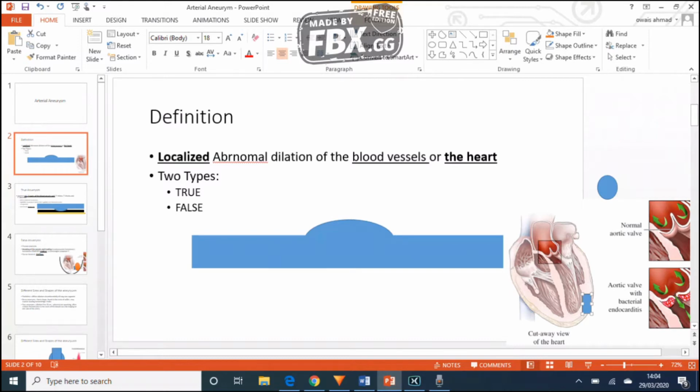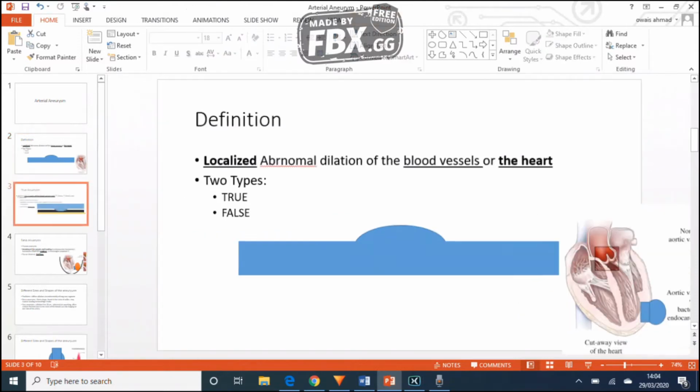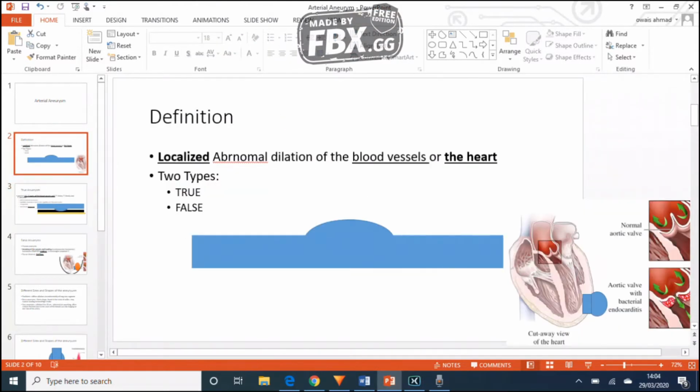Now different sizes and shape, three main sizes and shape. One is going to be berry. Berry obviously means a berry shape. And this can essentially occur in the circulus of Willis. When it occurs in circulus of Willis, what will it lead to? Intracranial hemorrhage. So hemorrhagic stroke, okay? Sorry for the spelling mistake.